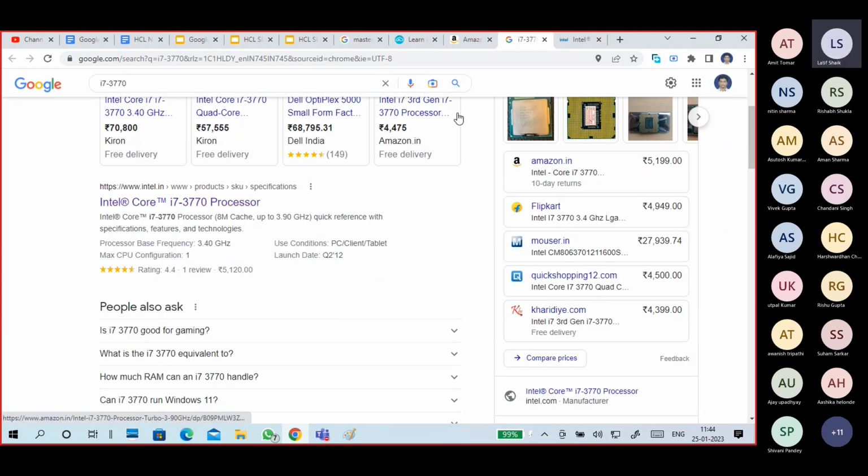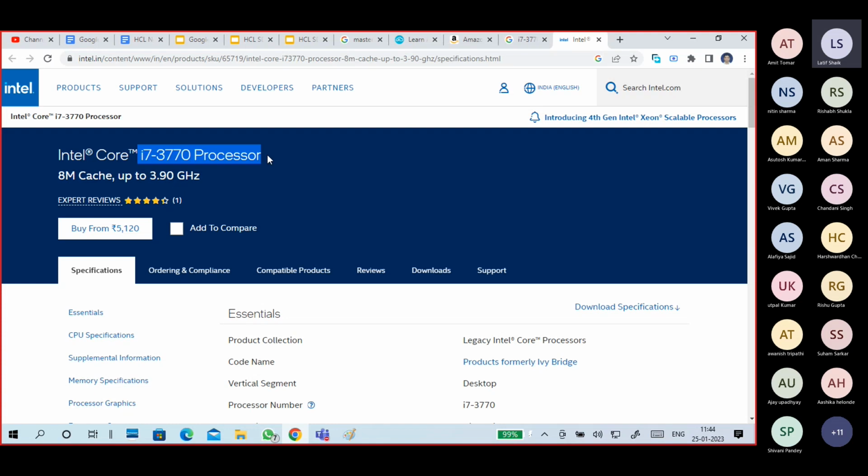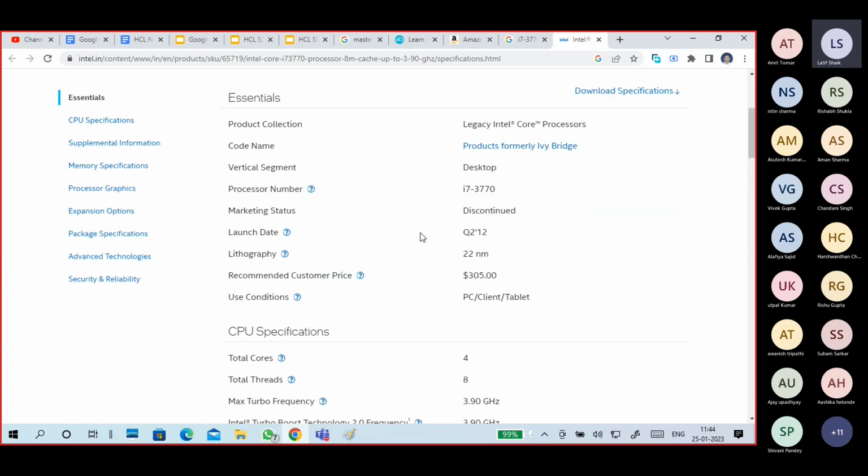So I open this processor. Okay, Intel information separately. So this is my processor. It has 8 MB cache memory, and the clock speed is up to 3.9. There is a base speed, and as well as a high speed. So this is my model.